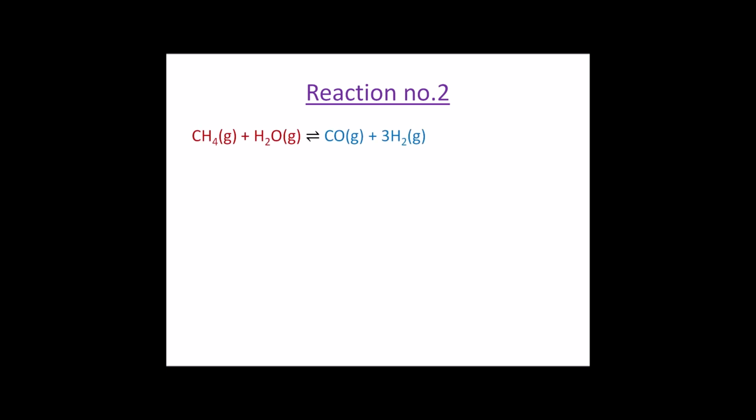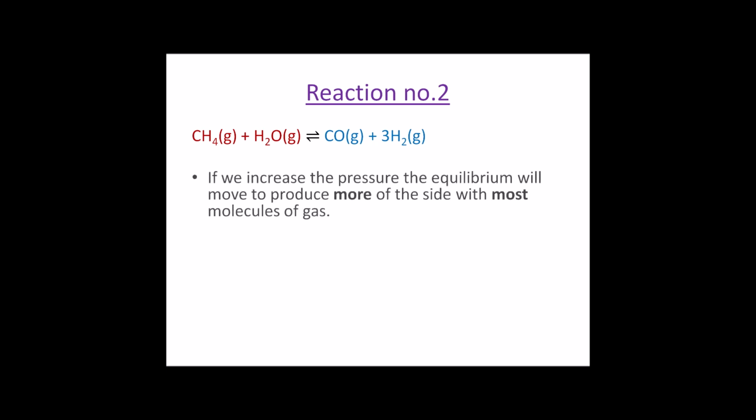Another example: if we take methane and react it with water, we can make carbon monoxide and hydrogen gas, and this reaction is reversible. If we increase the pressure again, we need to work out which side has the most molecules of gas. CH4 is 1 molecule of gas, H2O is 1 molecule of gas, and on the other side we've got 1 molecule of CO, carbon monoxide, and 3 molecules of hydrogen. So we've got 4 molecules on the right, 2 molecules on the left. So the right hand side, the product side, has more molecules of gas.